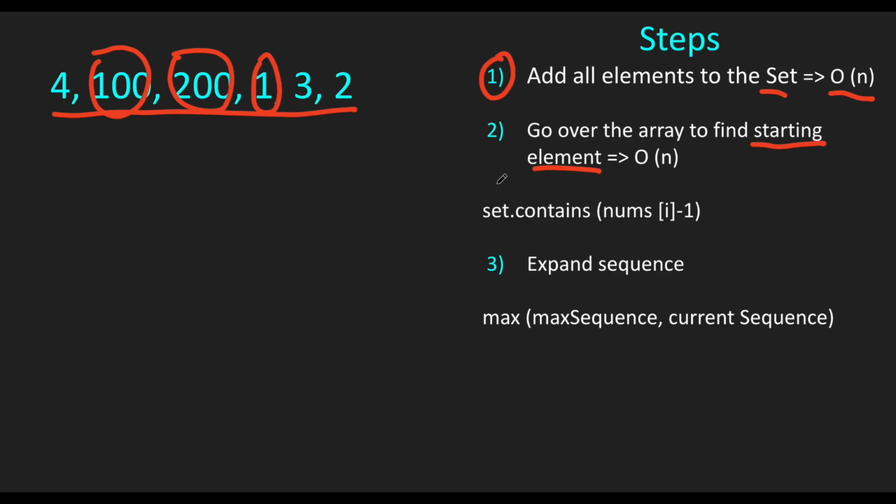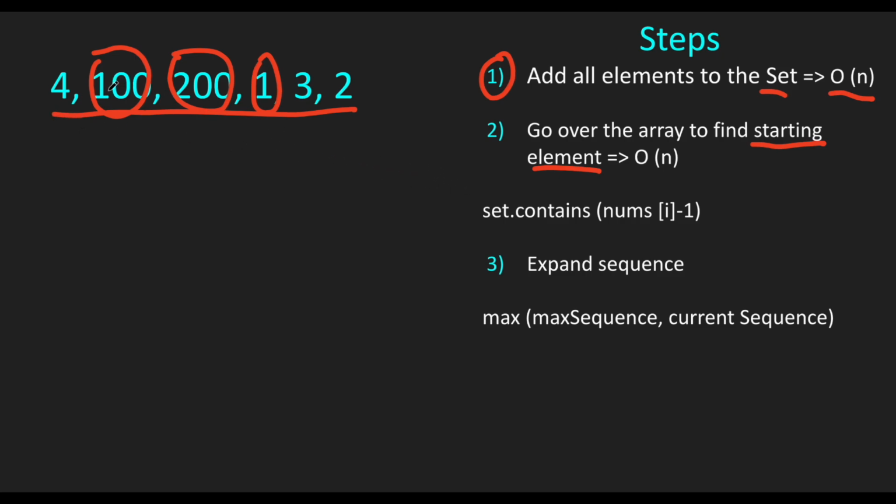So how are we going to do that? We are going to check in our set whether or not the previous element exists in the array. For example, we are going over our array one more time and finding a starting element. For 4, we are checking whether 4 has a previous element, which means: does our set contain 3? If it contains 3, then it means that 4 cannot be the starting point of our sequence. So in that case, we are skipping this element.